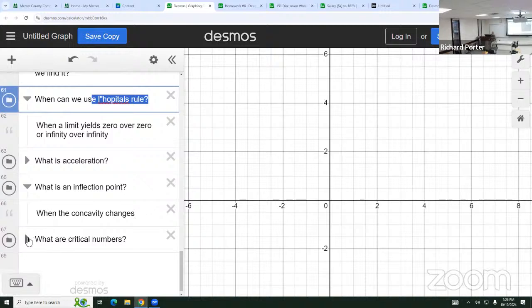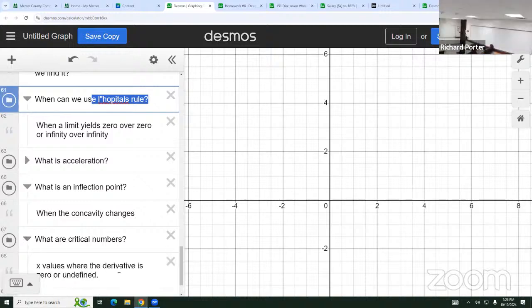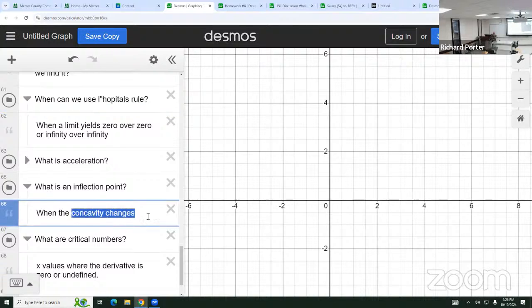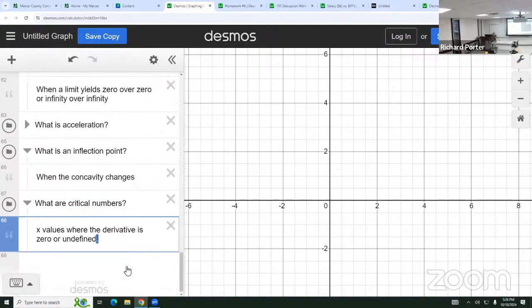And what's a critical number? It's the x value where the derivative is either 0 or undefined. So it could be a critical number without necessarily being a maximum; it could just be where it's undefined. An inflection point has to exist, and the second derivative could be 0 and it won't be an inflection point. An inflection point is only when the concavity changes. A critical number is where the derivative is 0 or undefined, and there will be maxes and mins.